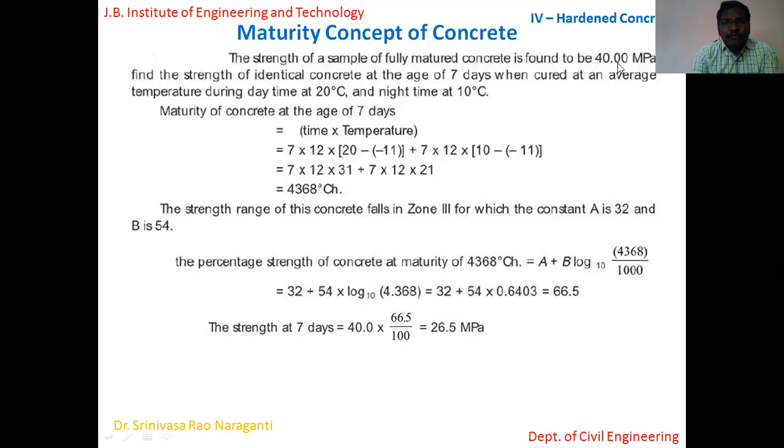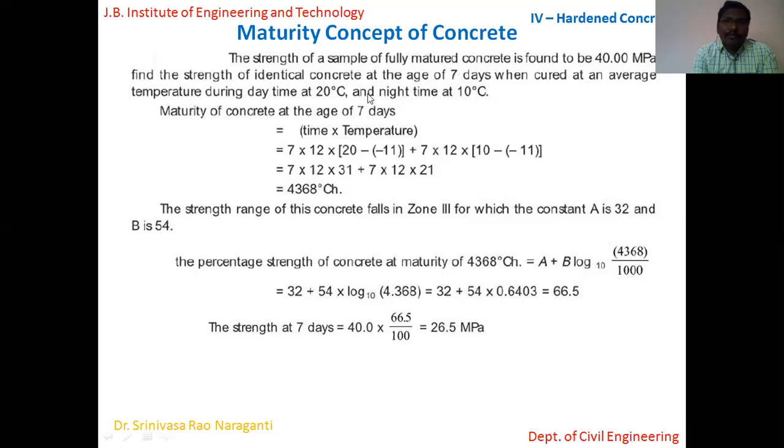So he's saying that when it is fully matured, the concrete is expected to give you a strength of 40 MPa. When I say it's fully matured, it's subjected to 28 days age and 18 degrees centigrade. But for our concrete, we want to find out the strength at 7 days, and it's not continuously subjected to 18 degrees centigrade. Instead, it is subjected to 20 degrees centigrade in the daytime and 10 degrees centigrade during the night time. So if this is the case, after 7 days, we want to find out the expected strength of the concrete. Let us see how to proceed.